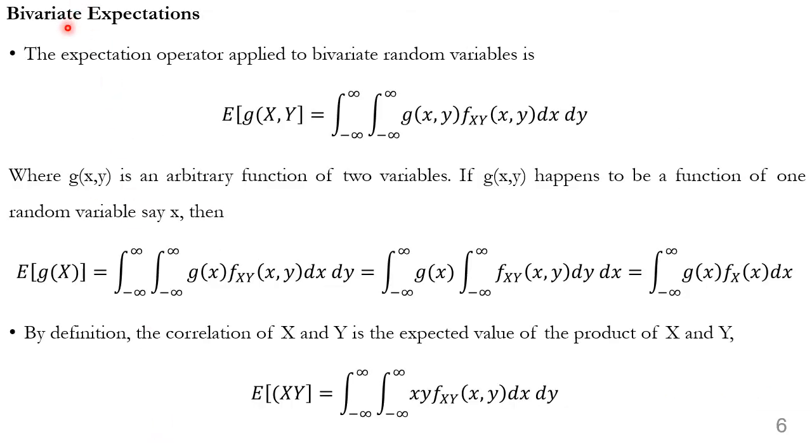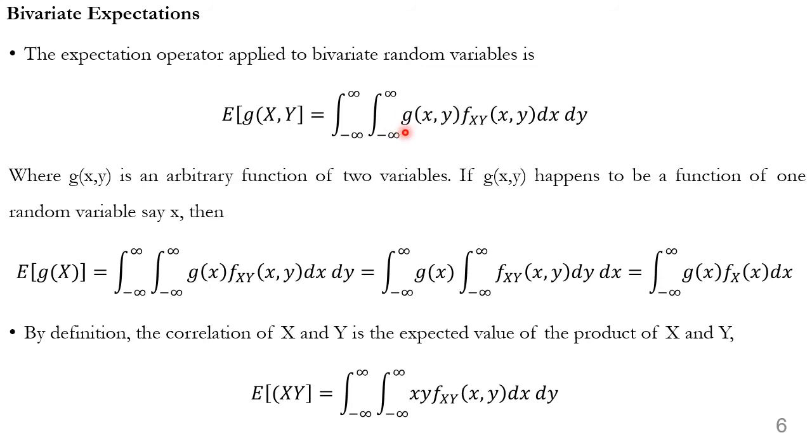The next topic of interest is bivariate expectation. Here we are considering a function g of two variables X and Y. We'll define the expectation now. The expectation E[g(X, Y)] is given by the integral from minus infinity to infinity, integral from minus infinity to infinity, g(x, y) f_XY(x, y) dx dy.